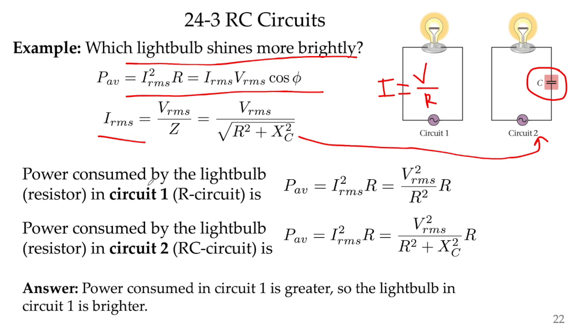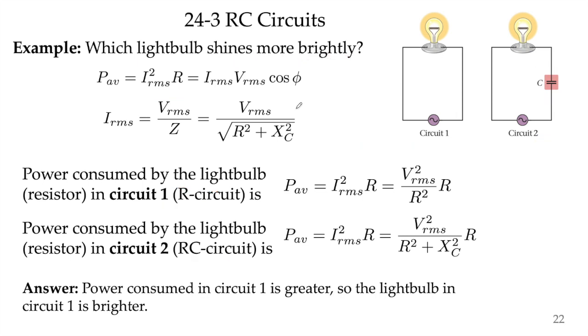Okay, what is the power consumed by the light bulb or the resistor? Basically, light bulbs are resistors in circuit 1. Well, it's going to be the current squared, which is V divided by R, squared, times R. This is the power. What about the power in the RC circuit, circuit 2? The current here is now this one. So if you square it, it becomes V RMS squared divided by R squared plus XC squared, times R.